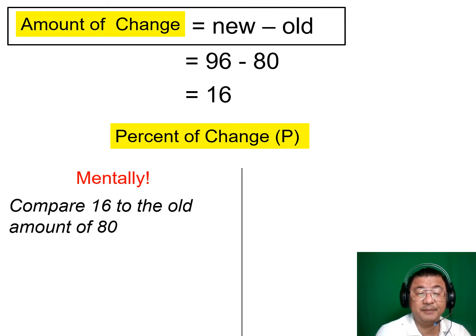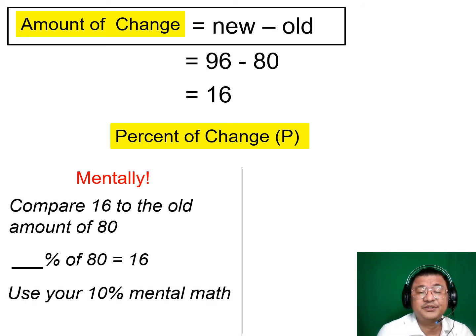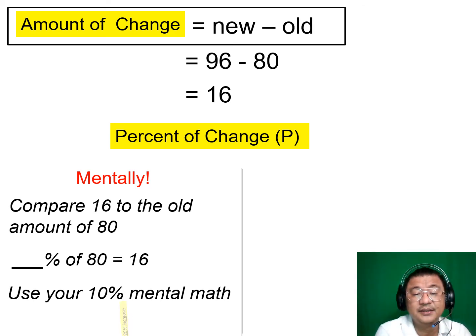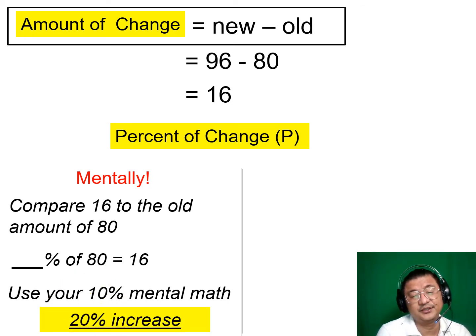Now, you could do it mentally. Compare 16 to 80. 16, that's the change, compared to the original. What is the relation of 16 to 80? Okay? So mentally, what percent of 80 is 16? If you can think of 10%, 10% is what? 8. But it's double of the 10%. So therefore, what will you say? 20% increase.